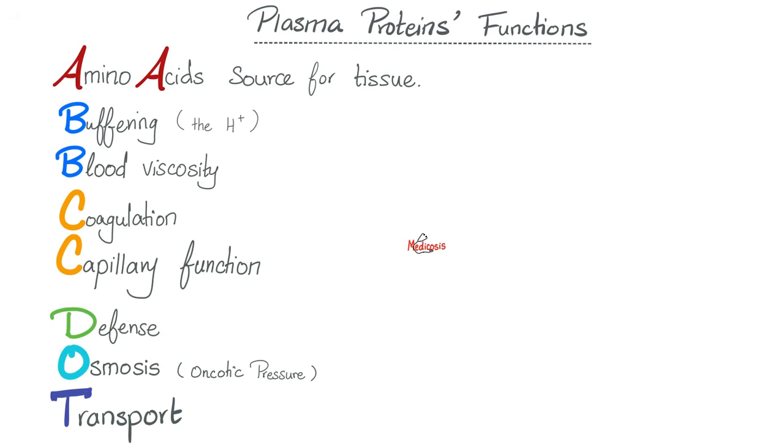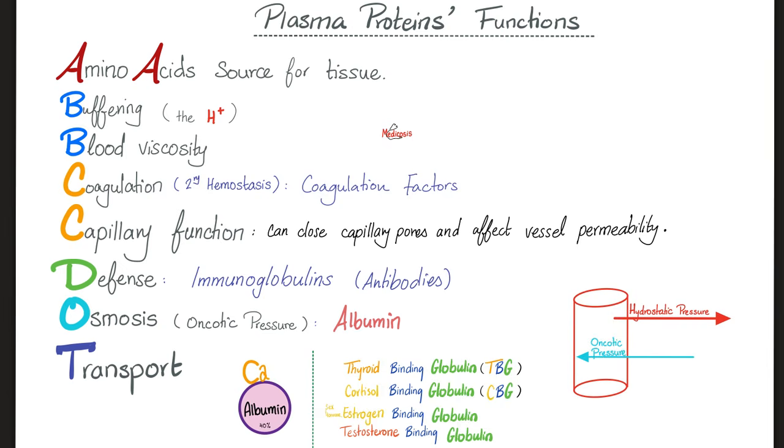Functions of plasma protein. Let's go. A, B, C, D, O, T. Amino acid source for tissue, buffering, blood viscosity, coagulation of blood, capillary function, defensive function, osmosis and transport. What do you mean by amino acid source? Remember, plasma proteins are proteins, yeah. If for any reason you need some amino acids, you can break those proteins down and get your amino acids.